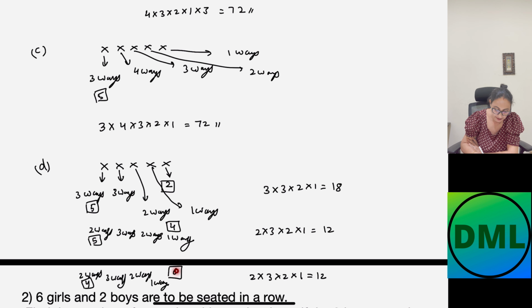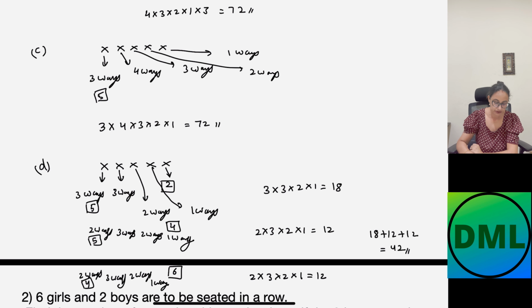And this will be considered as 1 way. I have done all of them separately, so I have to add my answer. Let's add it. My answer will be 18 plus 12 plus 12, which will be equal to 42. That will be the answer for your question.